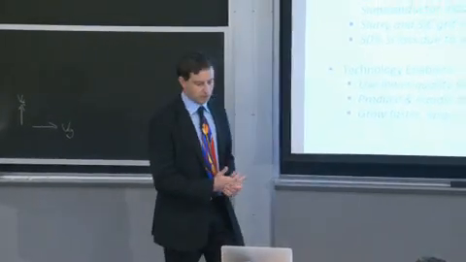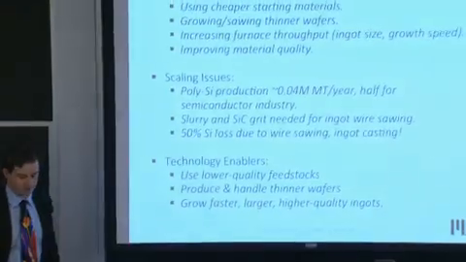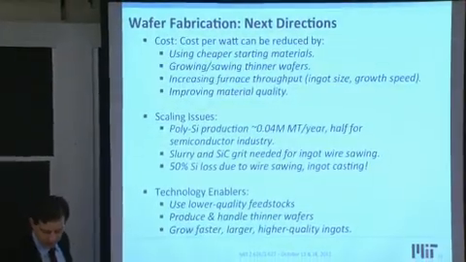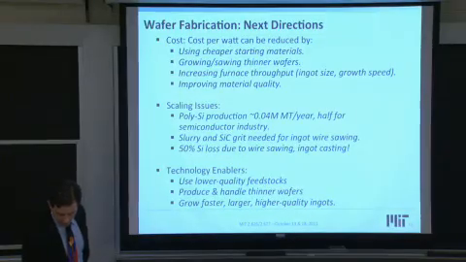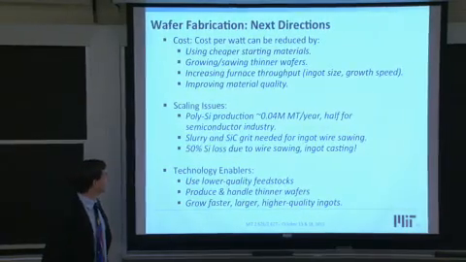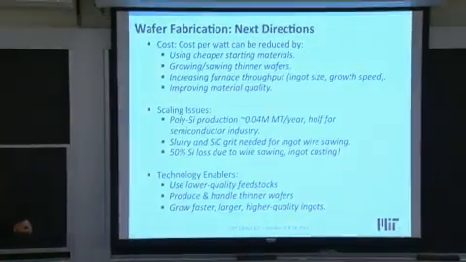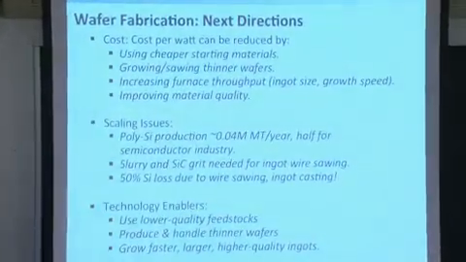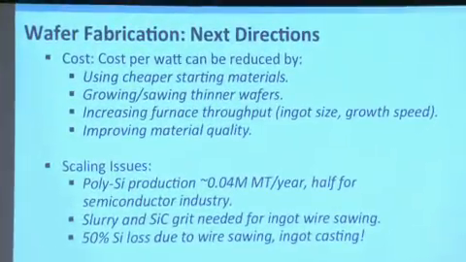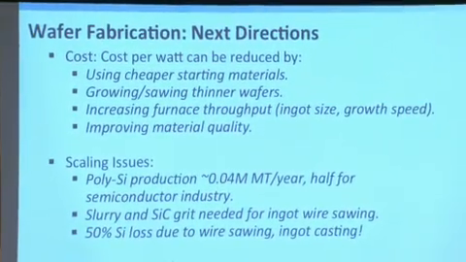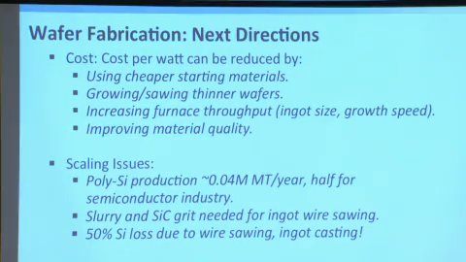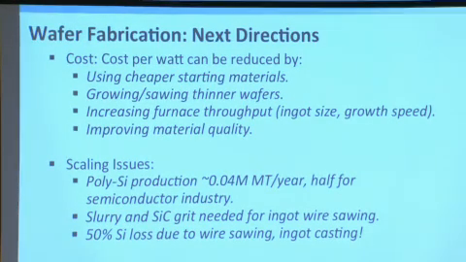So in terms of wafer fabrication in general, this includes both the wafers out of ingot materials, but also ribbons. Where do I personally see this field going? These are some notes. So in terms of cost, the cost per watt peak can be reduced by using cheaper starting materials. That means instead of using this expensive Siemens poly, perhaps an upgraded metallurgical silicon process.